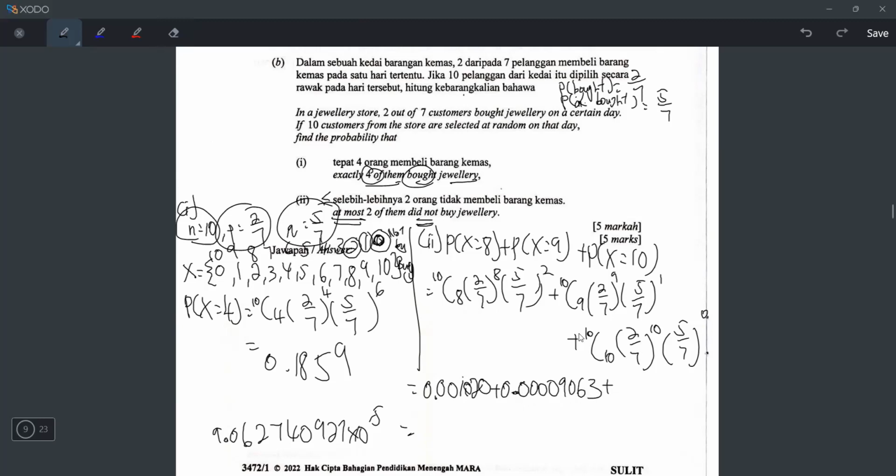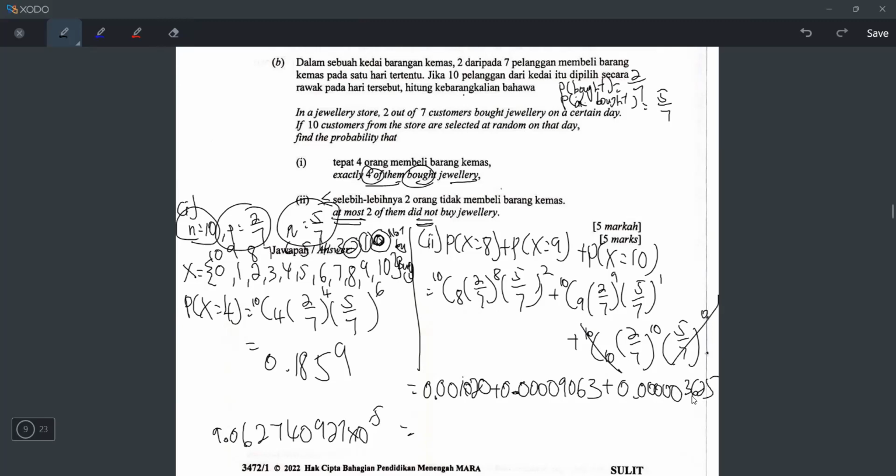Okay, let's go to the last one. 10C10 no need to press, 5 over 7 power 0 no need to press, because this equals 1, this equals 1. So just press 2 over 7 power 10. So 2 over 7 power 10. Okay, 0 point, but this time it's power negative 6. So there should be 0.0000 with 5 zeros, 1, 2, 3, 4, 5, and then 3625. Let me explain.